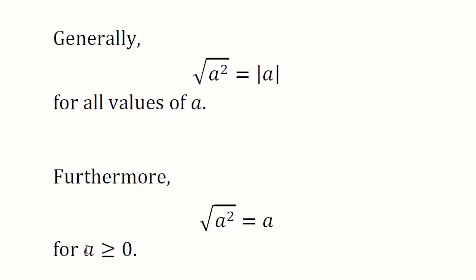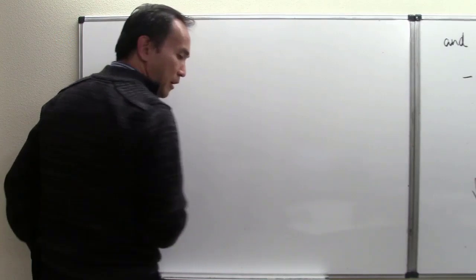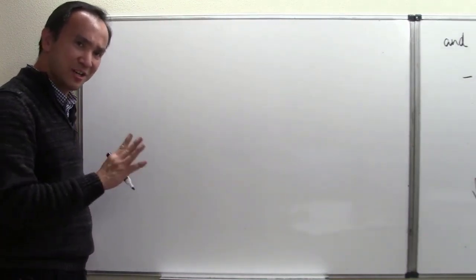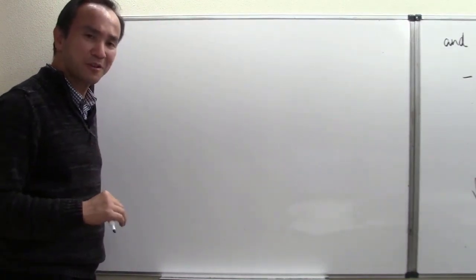Now if a is already known to be positive or zero, non-negative, then taking the square root of a squared will equal a. So this is clearly true, but only if the value a is known to be greater than or equal to 0. All right, so that's what we have just learned on the computer screen.